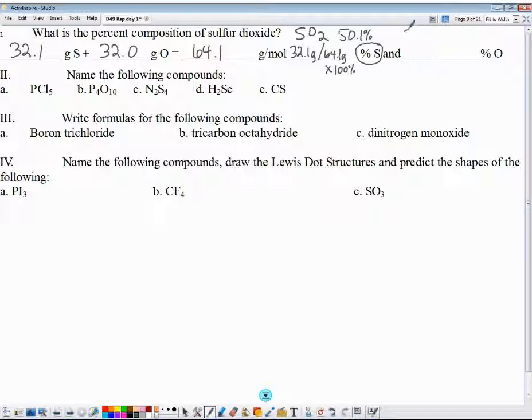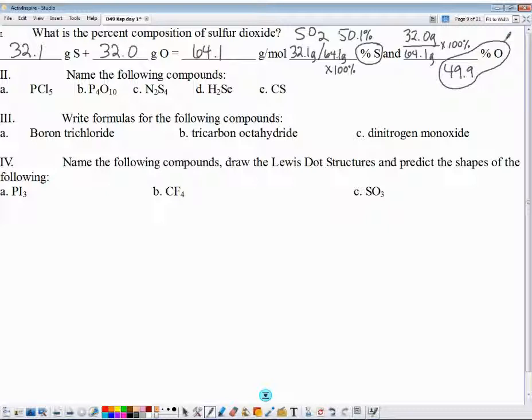Okay, and then I'm going to do the same thing for the other percentage. I'm going to take 32.0 grams of my oxygen, divide it by the 64.1 grams of the whole compound, multiply it by 100%, and Hunter, what'd you get for that one? Okay, so 49.9% oxygen. So part mass over whole mass is how I get the percentages of each element in my compound.